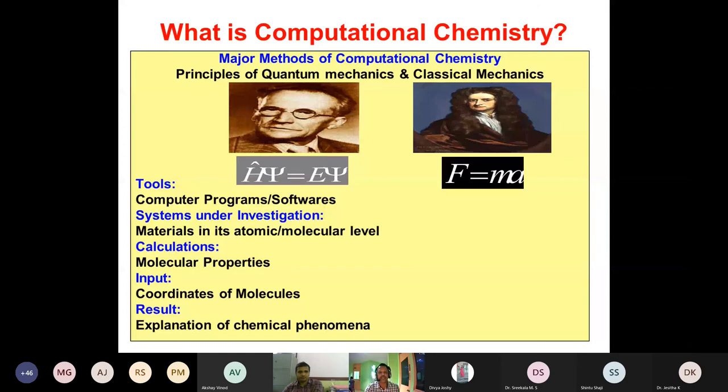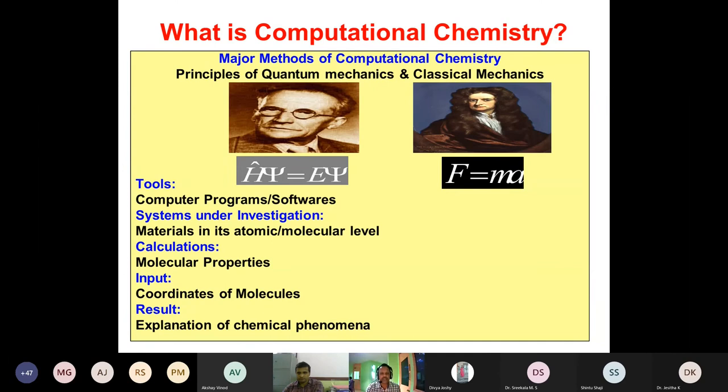So what is computational chemistry? It is chemistry using computers or computer software. So what are our tools? Our tools are computer software. We know several computer software.